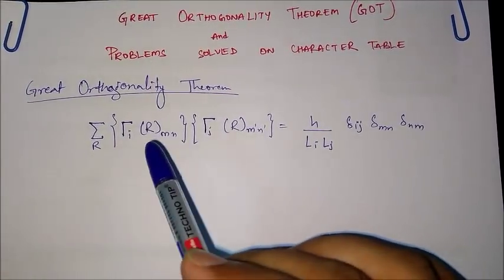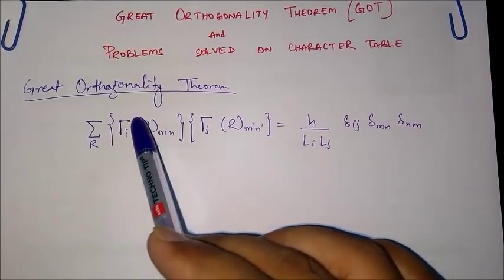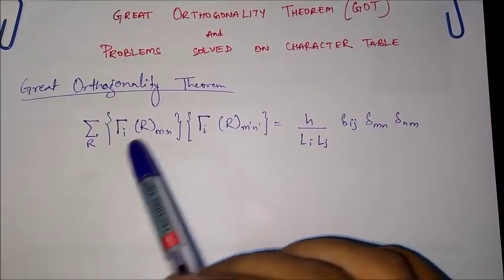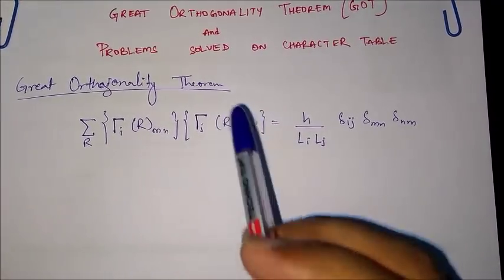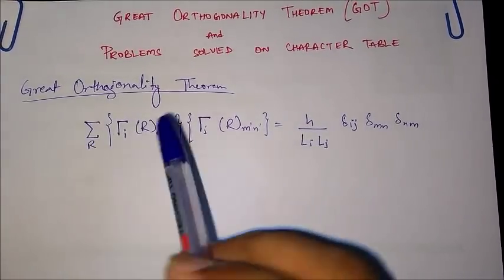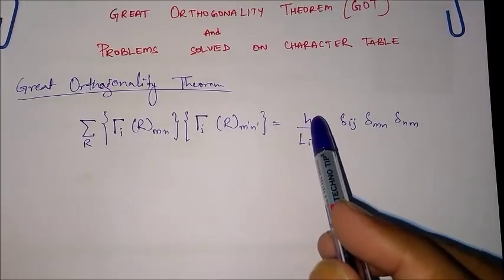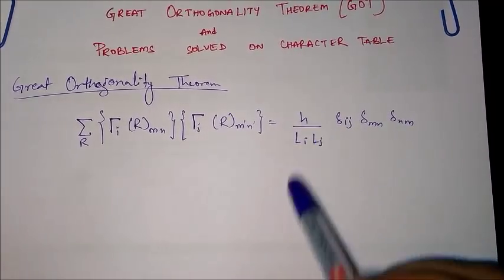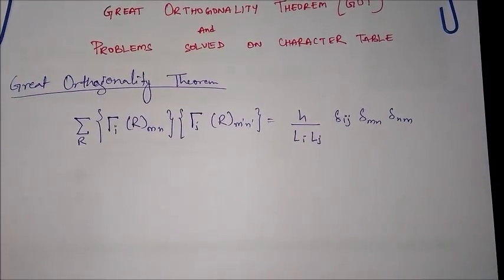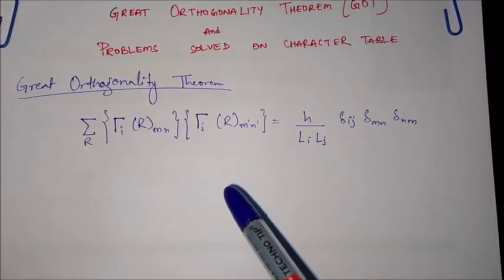A few variables here: R represents the symmetry operation. Lambda i and lambda j represent the characters, the characters given on the extreme left side of a character table. Sigma is the summation, meaning the sum of all these things. h over here is the order of the group, and l_i and l_j are the dimensions. So this is just an introduction to this orthogonality theorem.